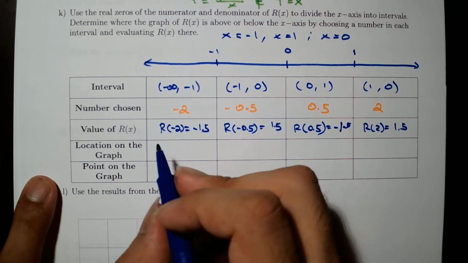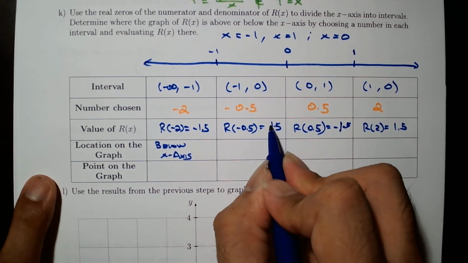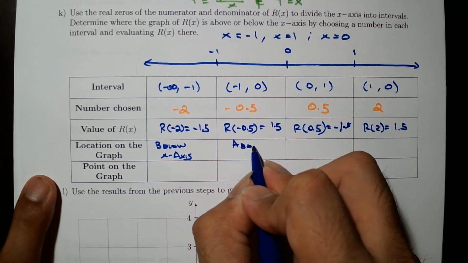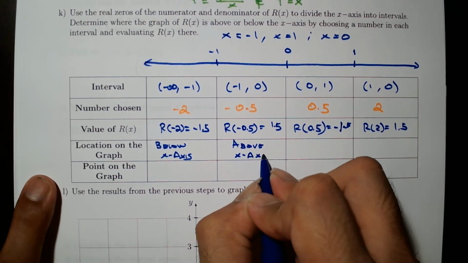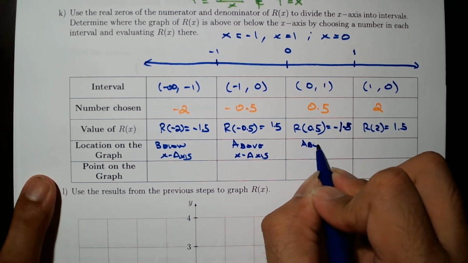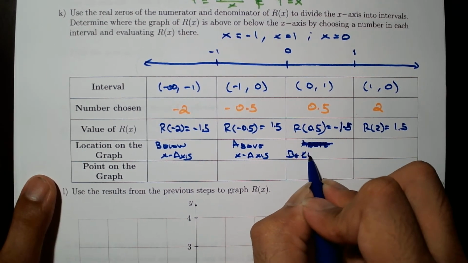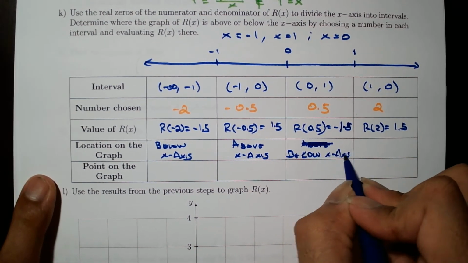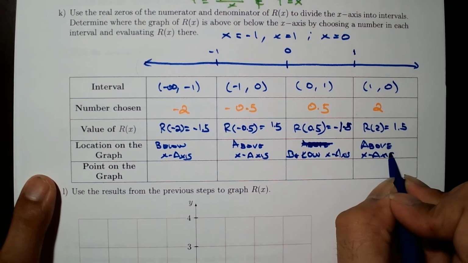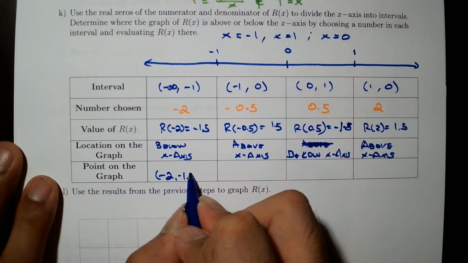That means because of the negative, this is below the x-axis. Because this is positive, this y value is positive, the graph of the function is above the x-axis. And over here, another negative number, above the x-axis. Oh wait, no, not above, rather below. And again above. And that's it. So the points on the graph are going to be negative 2, negative 1.5.